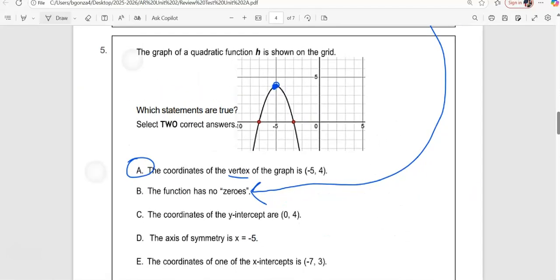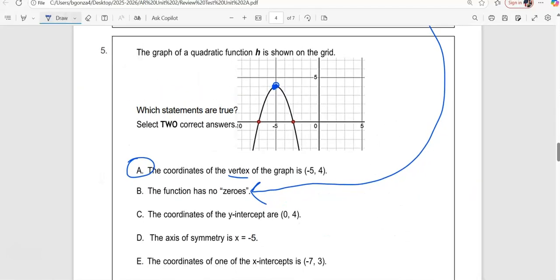Well, how many x-intercepts do you see here? I see one. I see two. There's two zeros. So this says no zeros. That's wrong. It has a y-intercept of (0, 4). Well, (0, 4) is right here. It's on the y-axis, right? So that's not right.